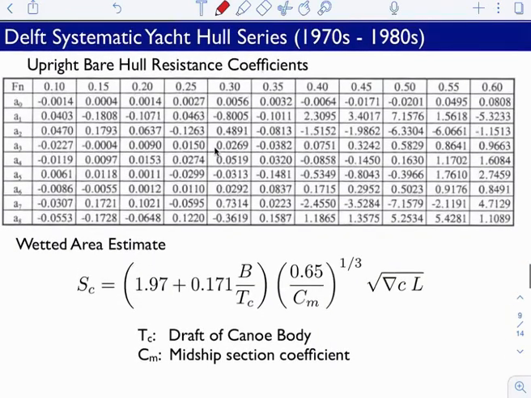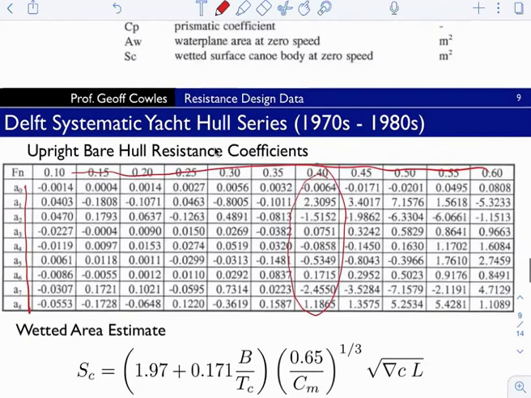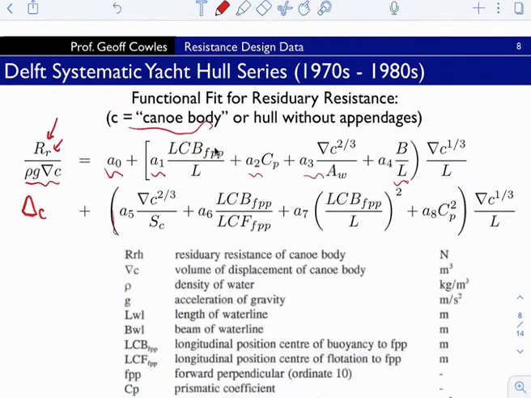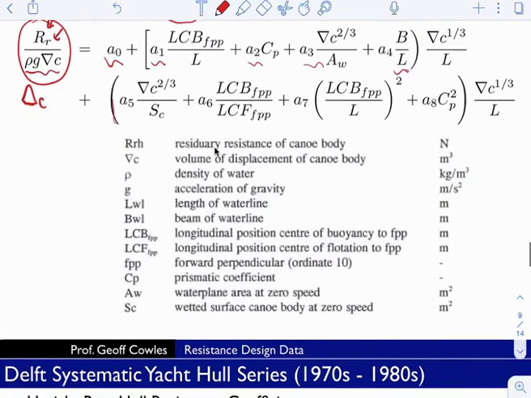So you have these coefficients A0 through A8, and this is Froude number in this direction here. So if you say, okay, I'm at a Froude number of 0.4, you grab these coefficients and you come back here to this polynomial and you pop them into this polynomial, and you have an estimate of your non-dimensional resistance here, RR over displacement.